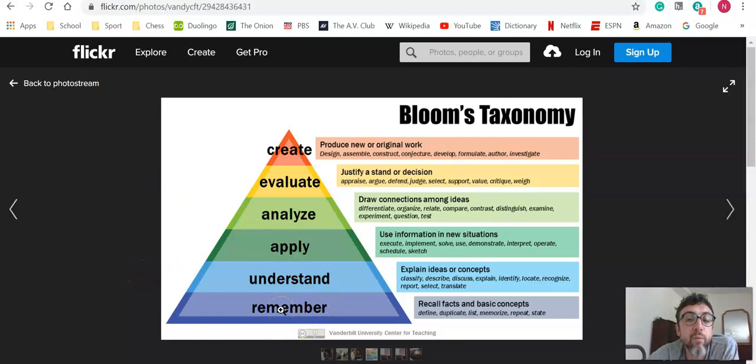And what I think this implies is that those kind of objective regurgitations of what we remember should take place earlier in the unit or earlier in the year, depending on whether you're teaching young kids or high school kids, and we should move up toward create.